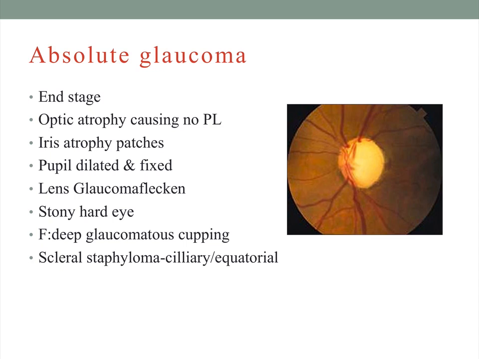Absolute glaucoma is the end stage glaucoma. Here optic atrophy is present, causing no perception of light vision. Iris atrophy patches may be seen, pupils are dilated and fixed, lens may show glaucoma flecken, and the eye is stony hard. Fundus will show deep glaucomatous cupping as shown in the figure, and scleral staphylomas, that is ciliary and equatorial staphyloma, may be present.